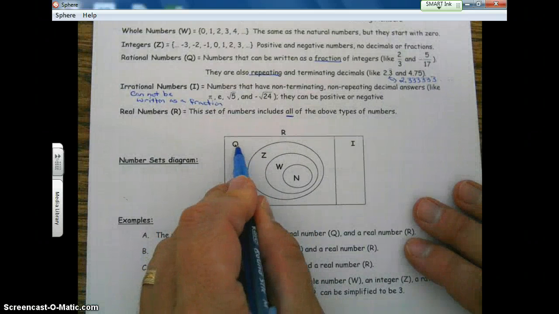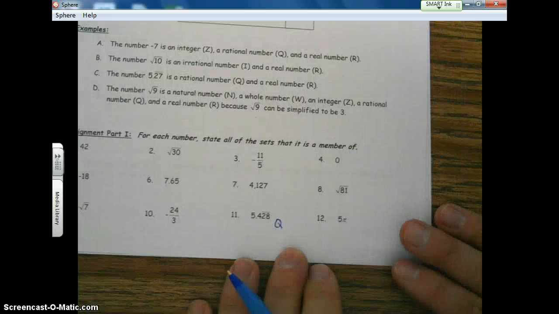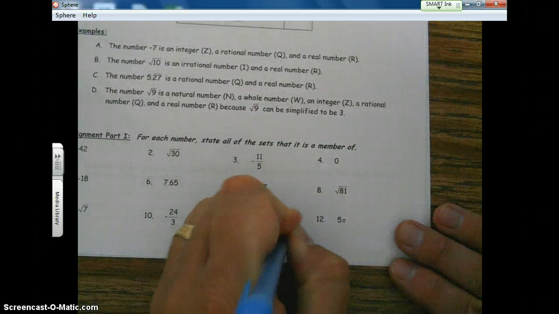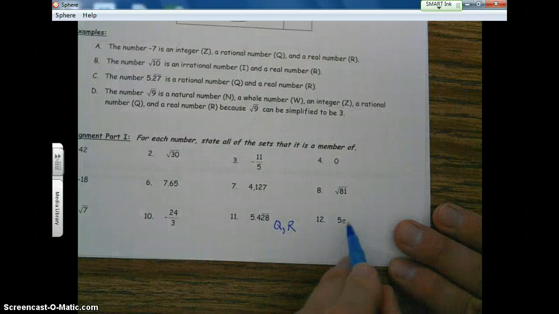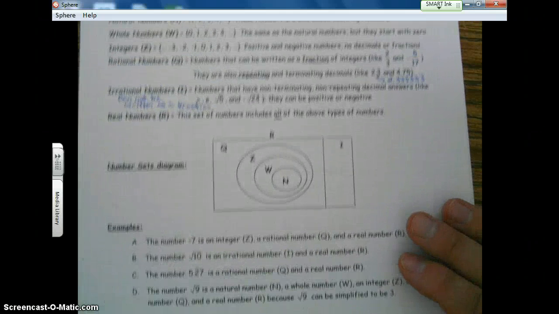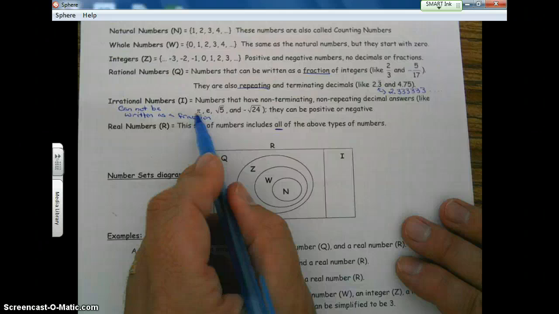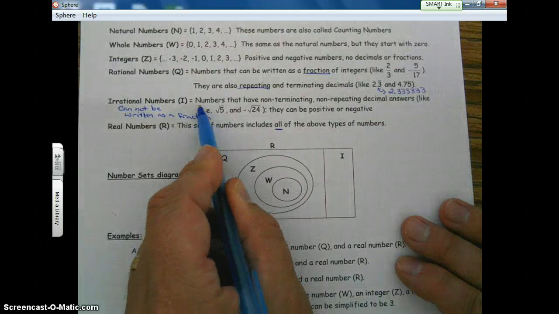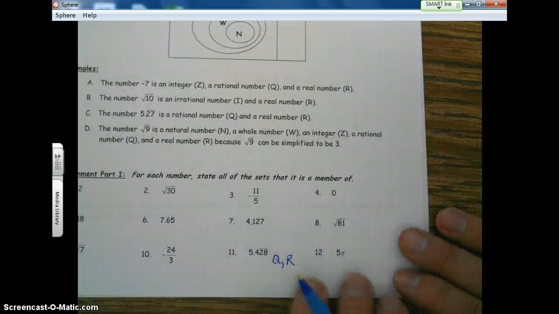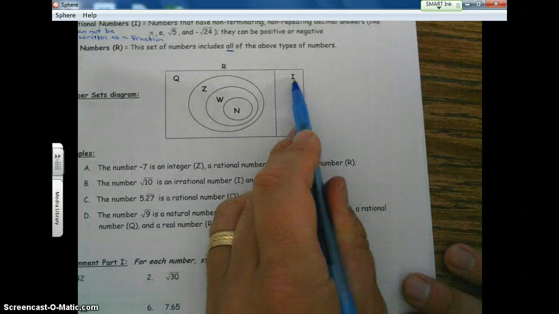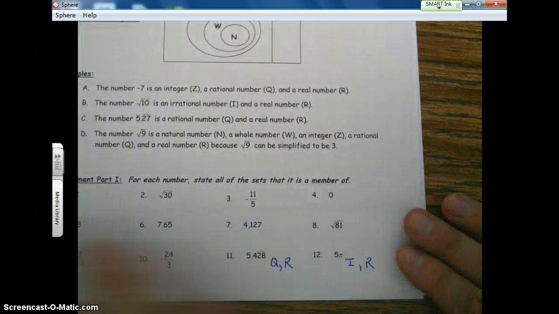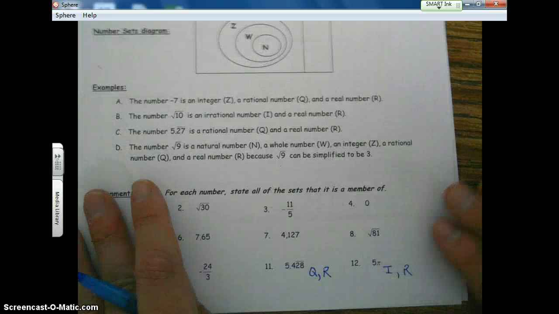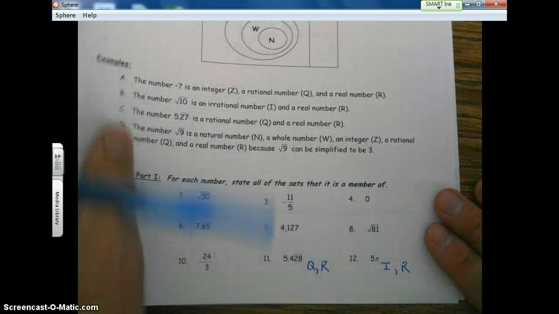Q falls under R. Remember, all of our numbers are going to be real. And there's Q and R. Okay, 5 pi. Oh, there's that pi number. Did you remember seeing that one up here? Pi? Yeah, pi is irrational. Okay, so this is going to be an irrational number. Look at our diagram. I. And remember, all of these numbers are real. Okay, so give this a try for tomorrow. You don't have to do it for homework. You can work on it in class.